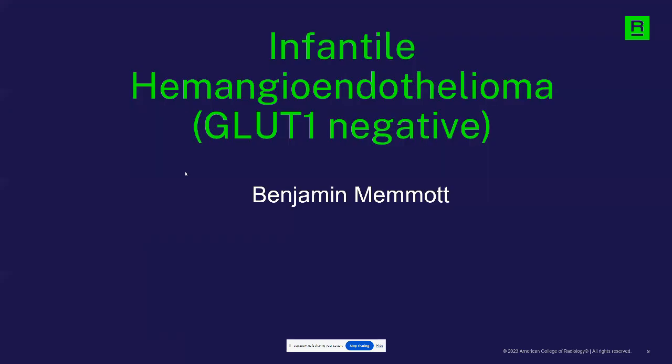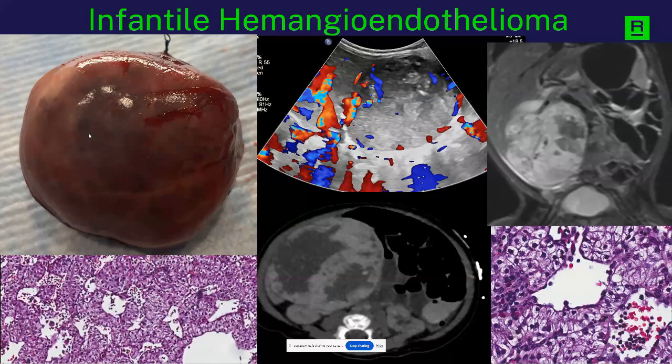So this is an infantile hemangioendothelioma, which is GLUT1 negative. This was submitted by Benjamin Bemont. So congratulations, Benjamin. And here is just the imaging feature showing the ultrasound with the vascularity, the heterogeneous mass with that central necrosis, and these vascular channels lined with endothelium and the gross pathology. So congratulations, Benjamin.